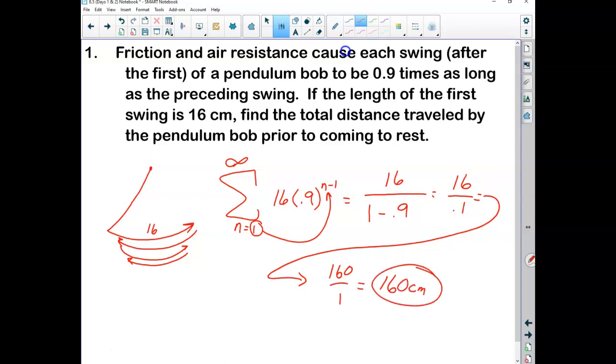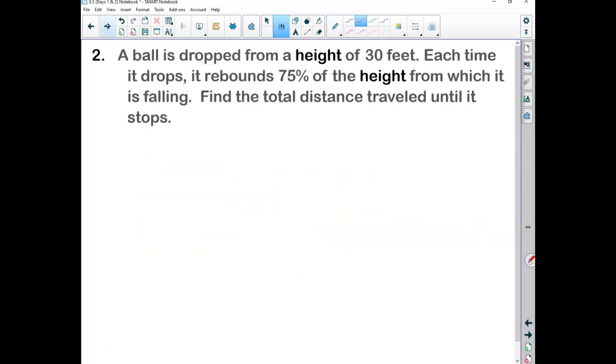I would really appreciate if you tried the next one on your own first. I'm going to go through it right away so I can shut this video down. But a ball is dropped from a height of 30 feet. Each time it drops, it rebounds 75% of the height from which it's falling. Find the total distance traveled until it stops.